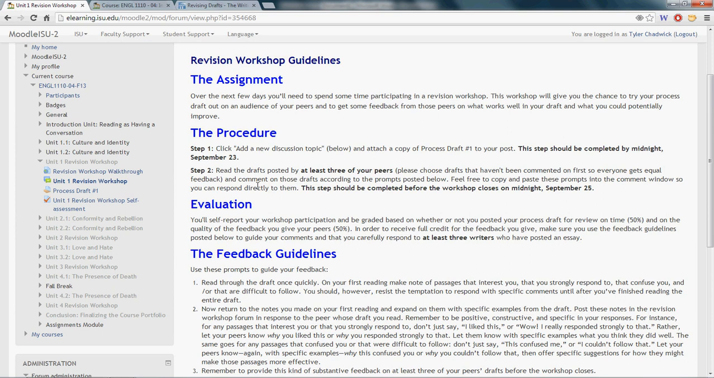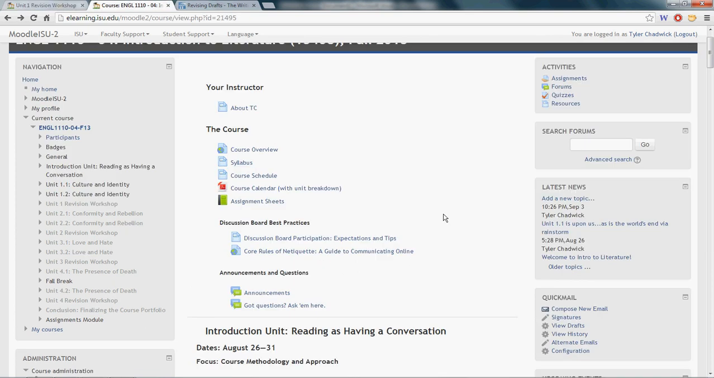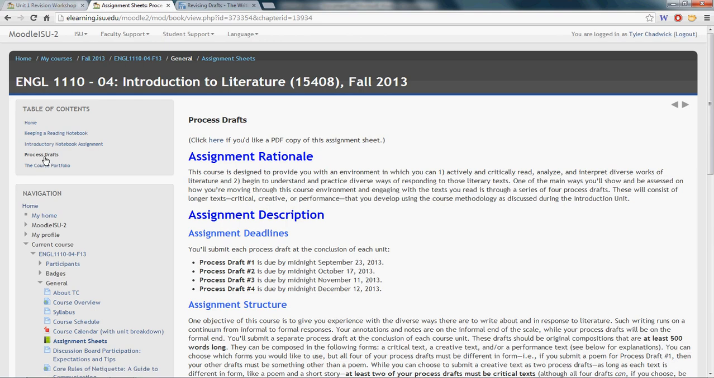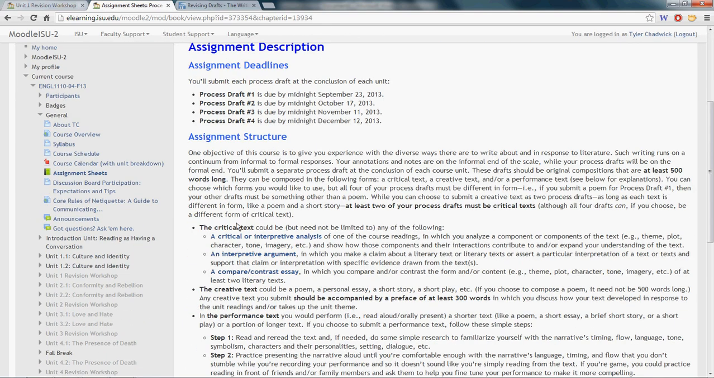You'll take 2 of your process drafts, you'll revise them, and the revised versions need to be included in your course portfolio. So that's the purpose of these revision workshops, where you'll take your process drafts again. That's the first thing you need to do: find the process draft assignment sheets, obviously on the assignment sheets page. But you will take that process draft, your critical text, your creative text, and your performance text. Now again, your creative text or your performance text needs to be accompanied by a preface of at least 300 words.